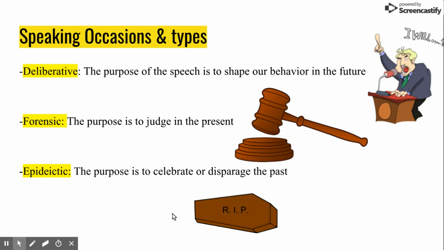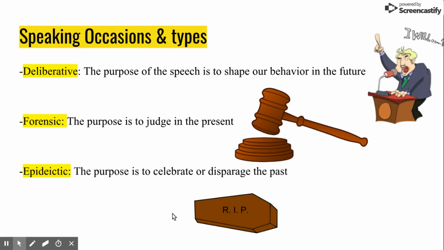Next, we have forensic. In this type of speech, the purpose is to judge what's going on in the present. A lot of times this happens in courtrooms, just like deliberative, but the difference is deliberative is more so like a congressional setting, whereas forensic is more so courtrooms where judgments are being made, sentences are being passed out, and things of that nature.